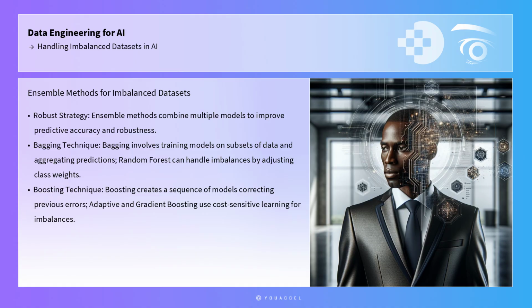Random forest, a popular bagging technique, can be modified to handle imbalanced data by adjusting the class weights or sampling strategy. Boosting, on the other hand, focuses on creating a sequence of models where each subsequent model attempts to correct the errors of its predecessors. Adaptive boosting and gradient boosting are commonly used boosting algorithms that can be adapted for imbalanced datasets by incorporating cost-sensitive learning. These ensemble methods are particularly effective as they leverage the strengths of multiple models to counteract the effects of class imbalance.